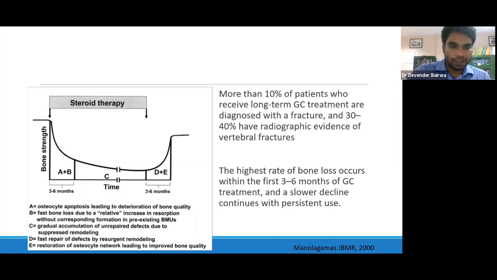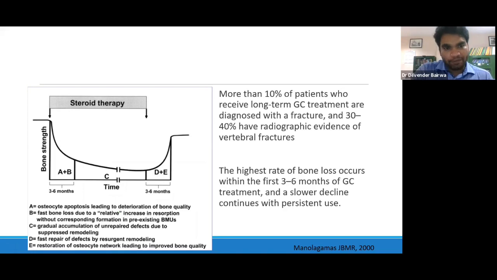So as we see in this figure, in the earliest 3 to 6 months, there is more bone resorption because of the increase in lifespan of osteoclasts, and also there is osteocyte apoptosis leading to deterioration of bone quality, because these cells go uncontrolled and undergo unnatural cell death.